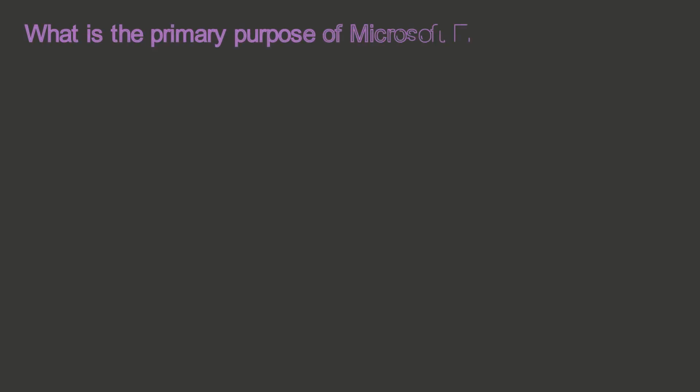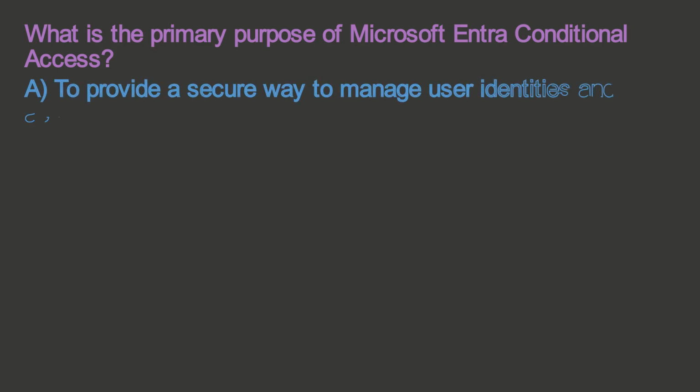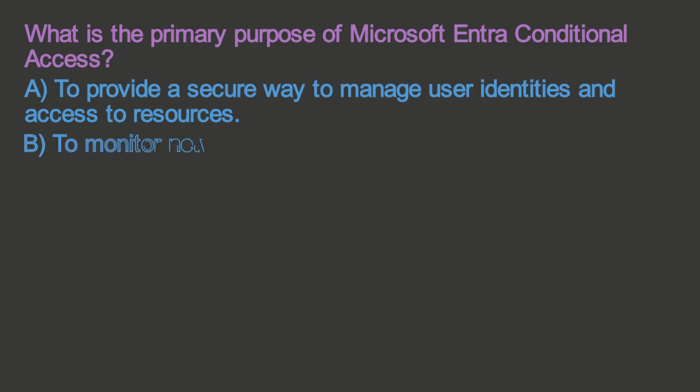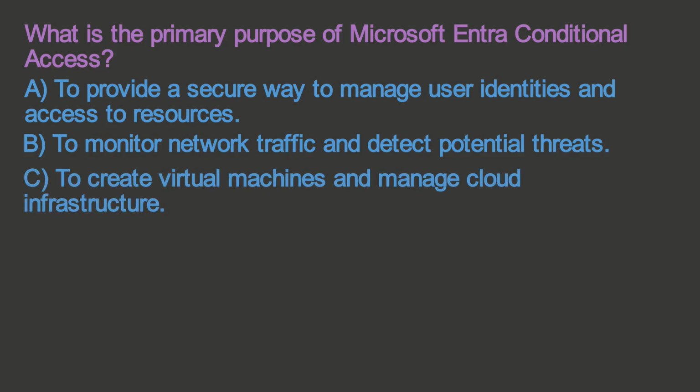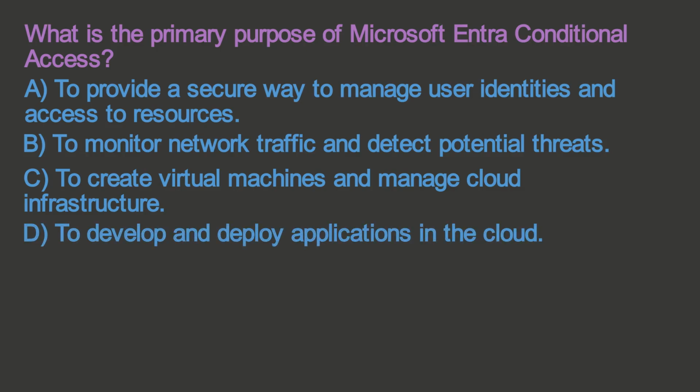What is the primary purpose of Microsoft Entra conditional access? A. To provide a secure way to manage user identities and access to resources. B. To monitor network traffic and detect potential threats. C. To create virtual machines and manage cloud infrastructure. D. To develop and deploy applications in the cloud.